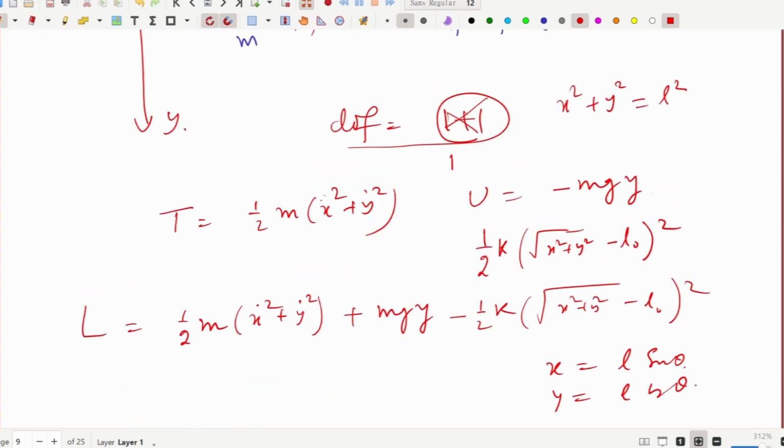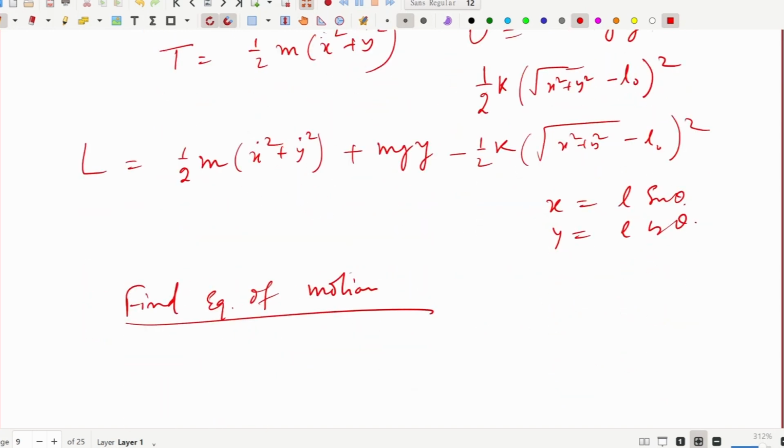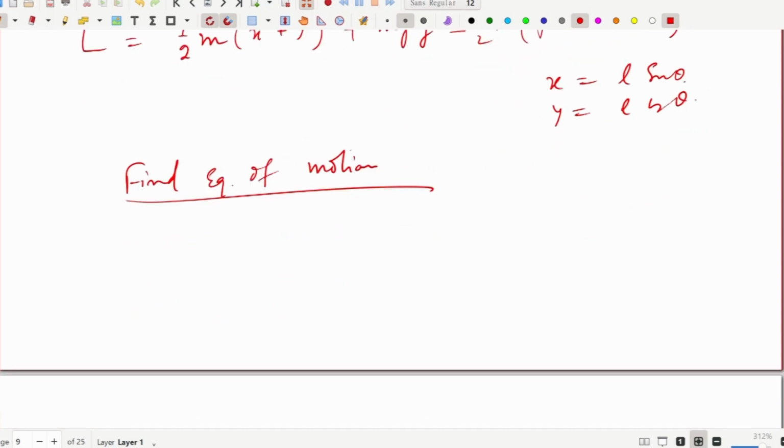So again I repeat, there was a confusion, but the degrees of freedom will be 1. The degrees of freedom is 1, because you have x square plus y square equal to L square, even though this L changes with time, it is a constant, right? So find the equation of motion. The last problem today, which we will consider in the next 3-4 minutes, I'll just tell you how to find the solution.